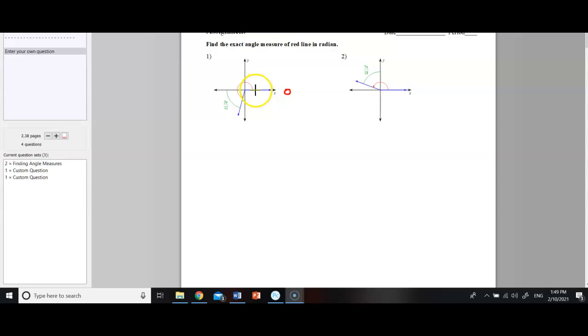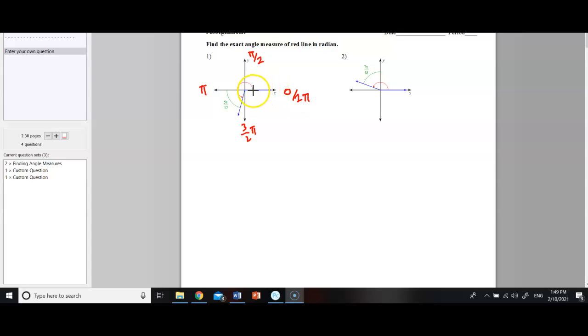Okay, so let's go ahead and label each axis first. If you go this much, it's going to be half of pi radians. If you go a straight line, it's going to be pi. And that much is going to be 3 halves pi. If you were to make one full circle, it's going to be 2 pi.